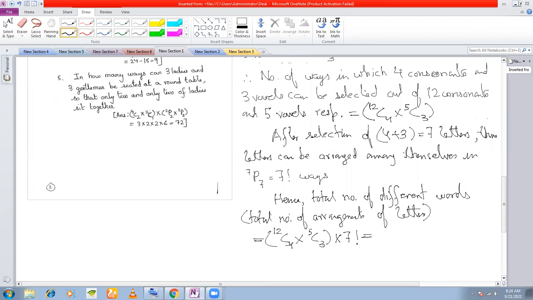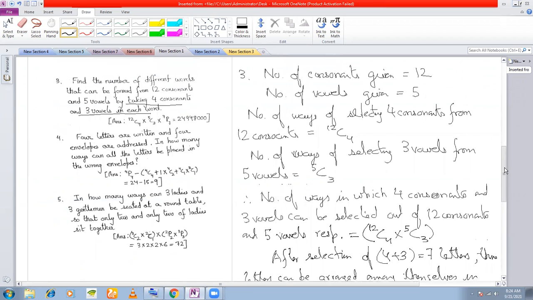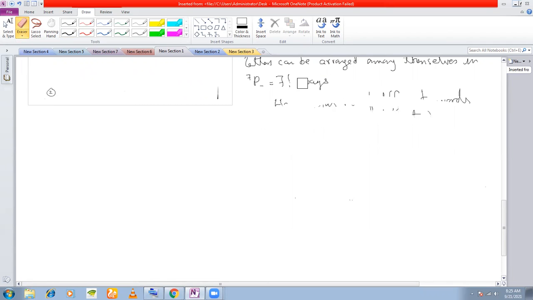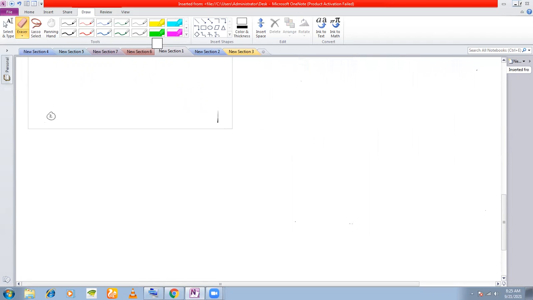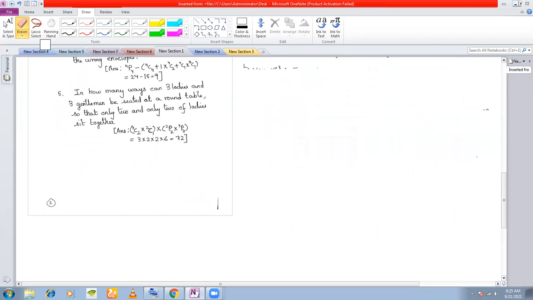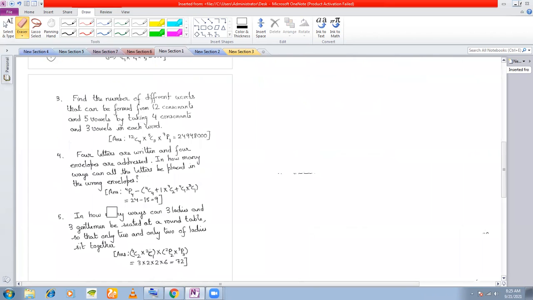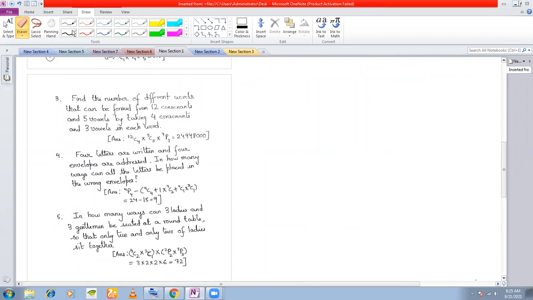So therefore, now you can multiply these and you can get your answer as 24948 and then 3 zeros. Okay. So this was an easy one. Let us see the next one. Now, next one is an interesting one actually. Number 4.